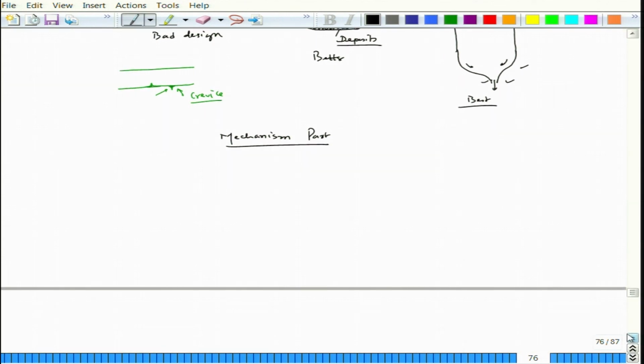In the mechanism part, one can look at it this way. For example, let us make a crevice. So, let us say this is the crevice. Now, let us say this is the level of water, exposed to the open air, and that open air allows oxygen to come in. Initially, everywhere we had a similar oxygen level. Now, let us say this is iron.